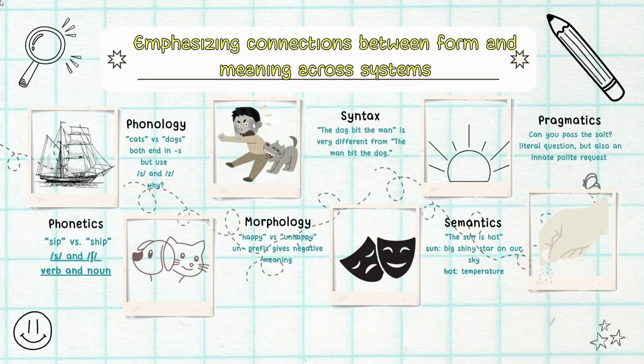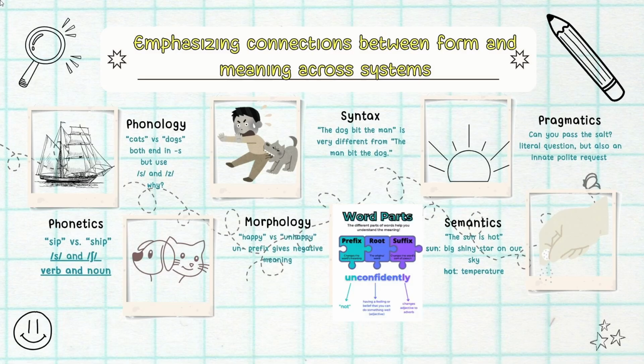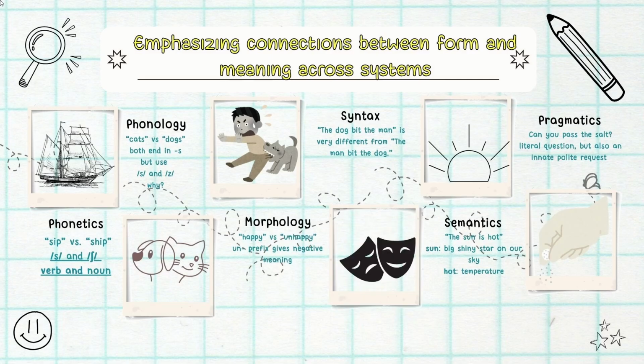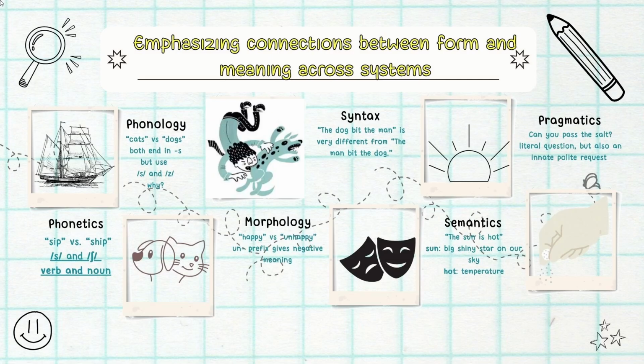Now we have morphology, which studies the structure of words, like roots, prefixes, and endings. Changing a part changes meaning. So, for instance, happy versus unhappy, where the prefix un negates the meaning. Syntax is about how words are ordered in sentences. Word order affects meaning. For instance, the dog beat the man is very different from the man beat the dog.